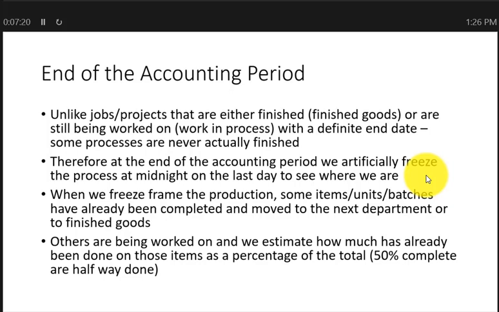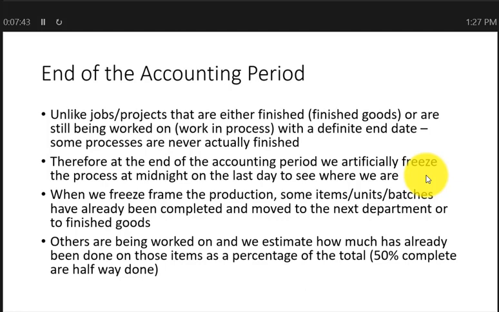When we freeze it, we have to estimate how much has already been done. So this stuff we're looking at, if we freeze frame, remember, we don't really do that. There's no way to actually just freeze it. We're just pretending to do the accounting. We freeze it, and we say, at that point at midnight, what percentage are we done of the total?